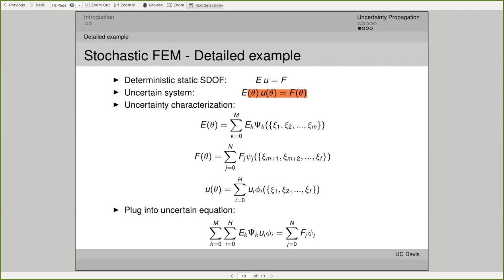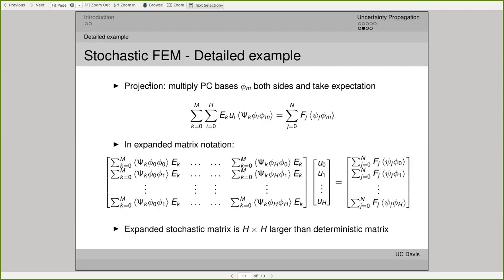Now we have this polynomial chaos basis in the system, so we cannot directly solve it. So we solve it by doing the projection. We multiply both sides by the polynomial chaos basis and take the expectation. Then the whole thing comes down to a deterministic system of equations, in this index notation.